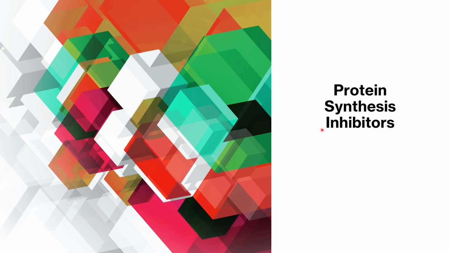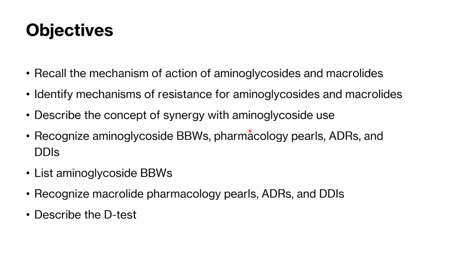So these are protein synthesis inhibitors. We're talking specifically about aminoglycosides and macrolides today. So we're going to check out the mechanism of action, mechanism of resistance, synergy, black box warnings, pharmacology pearls, adverse reactions, drug-drug interactions, and we want to not only recognize black box warnings for aminoglycosides, but list them. These are low-hanging fruit for exam questions, so you want to know these very well, and then recognize macrolide pearls and describe the D-test.